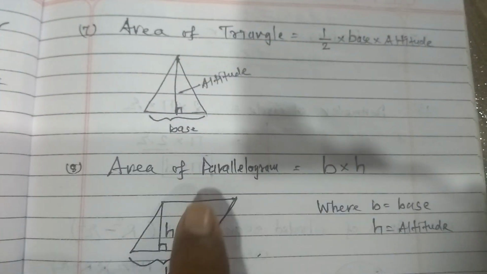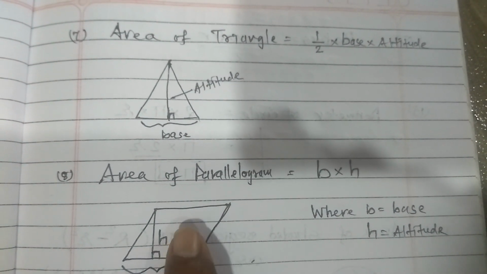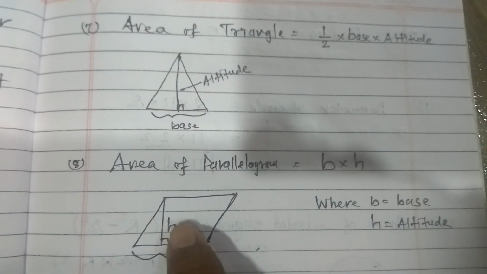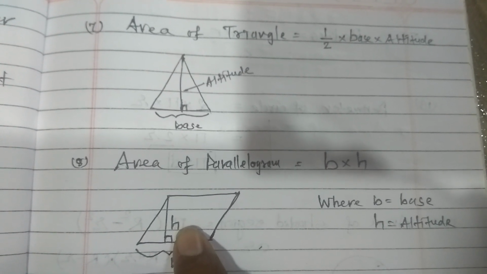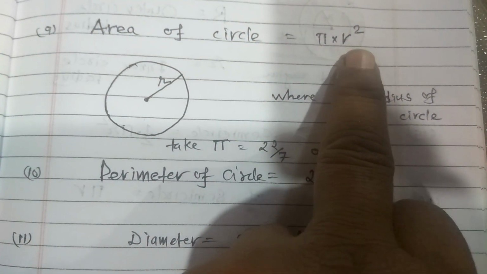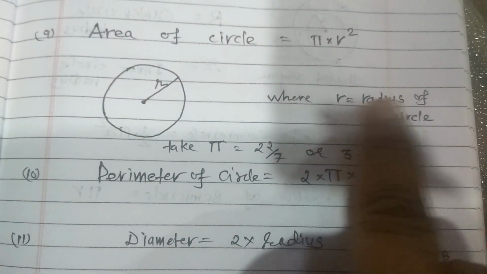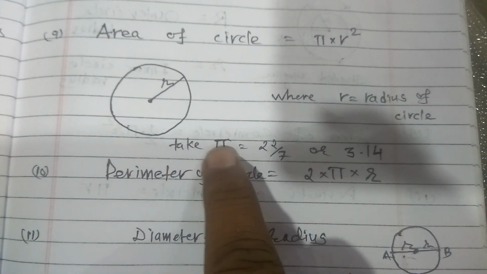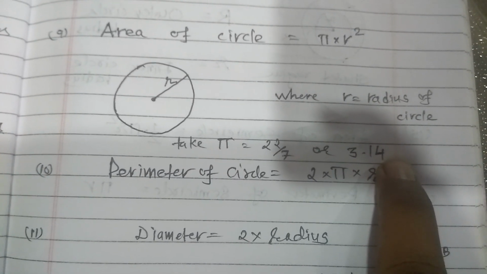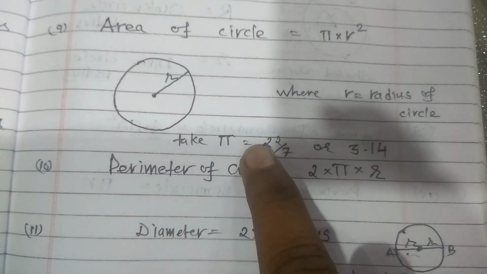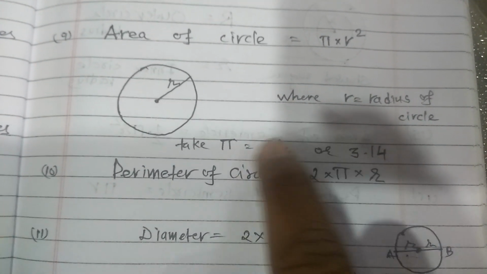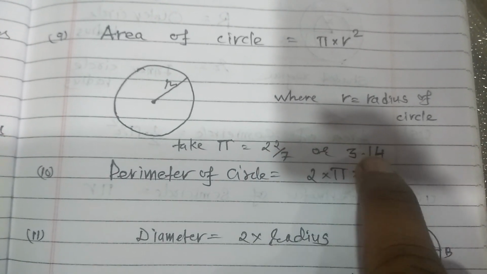Now in case of parallelogram, area of parallelogram is equal to base multiplied by altitude. Base is represented by B, altitude is represented by H. Here area of circle is equal to pi r square, where r is the radius of the circle. Take pi equal to 22 upon 7 or 3.14, whichever makes our calculation convenient. That we will see in the numericals, when we use pi as 22 upon 7 and when 3.14.